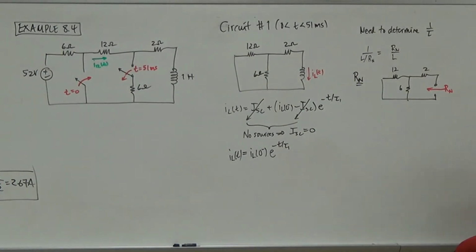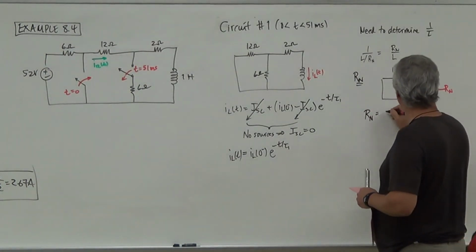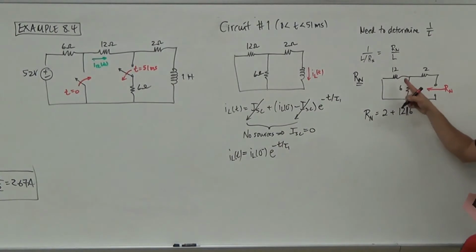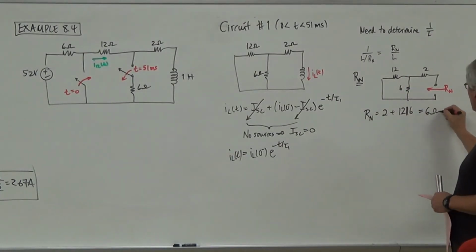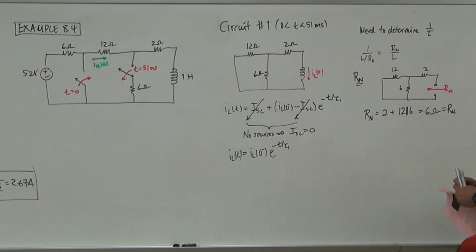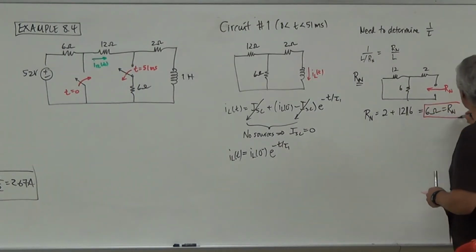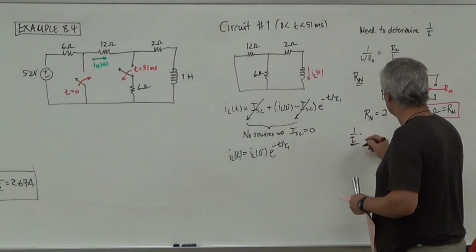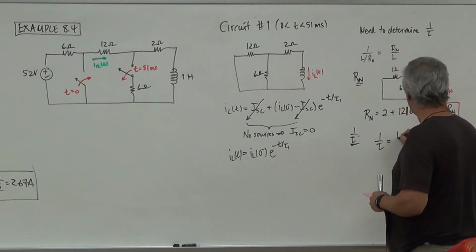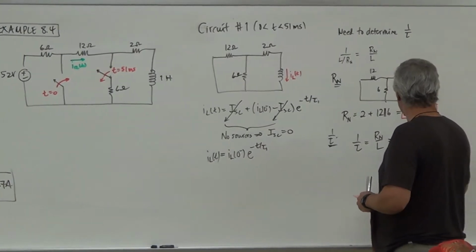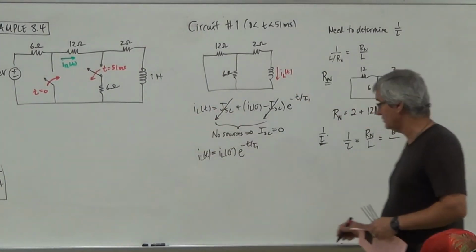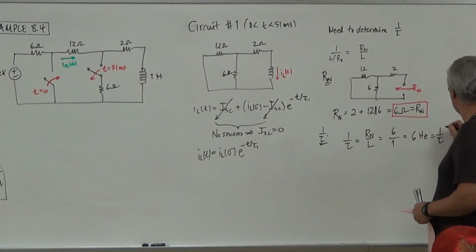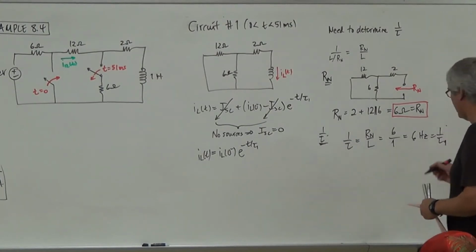So if I look at Rn, Rn is going to be 2 plus 12 times 6 divided by 18, which gives me 4. This should give me 6 ohms for Rn. So now I got Rn. So what do I do with this? I'm now going to calculate 1 over tau. So if I look at 1 over tau, I'm going to get Rn over L. So this is going to be 6, and then we have a 1 Henry inductor. So therefore, I get 6 hertz for 1 over tau. I should call that tau 1. Okay?